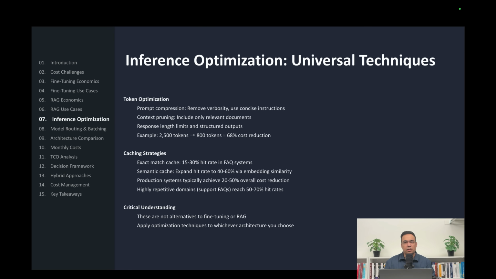The critical understanding here is that these techniques are universal. Whether you're using a base model, a fine-tuned model, or a RAG system, you should be applying token optimization and caching. They are complementary practices and not alternatives to your architectural choices. Now let's look at two more optimization techniques that can significantly reduce costs: model routing and batch processing.